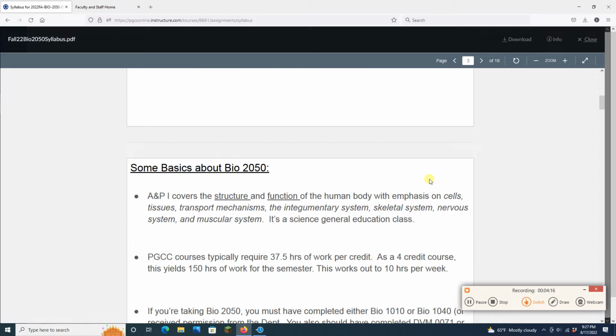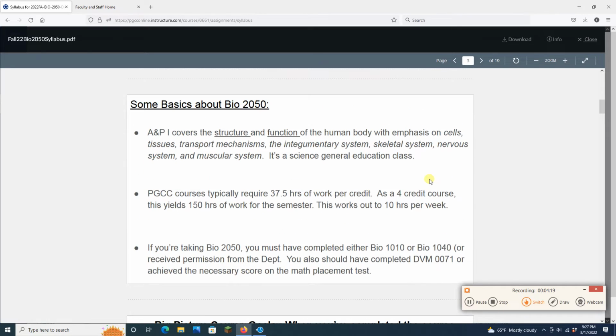Rolling onward, a couple basic things about A&P1, about Bio 2050. We're going to talk about the human body. This is anatomy and physiology. Anatomy is all about the structure. Physiology is all about the function. Big topics this semester: cells, tissues, transport mechanisms, the integumentary system, which, as you may know, is your skin and its associated stuff. Then your skeletal system, your nervous system, and your muscular system. And then we knock out all the other systems when we do A&P2. Maybe you'll do that in the spring.